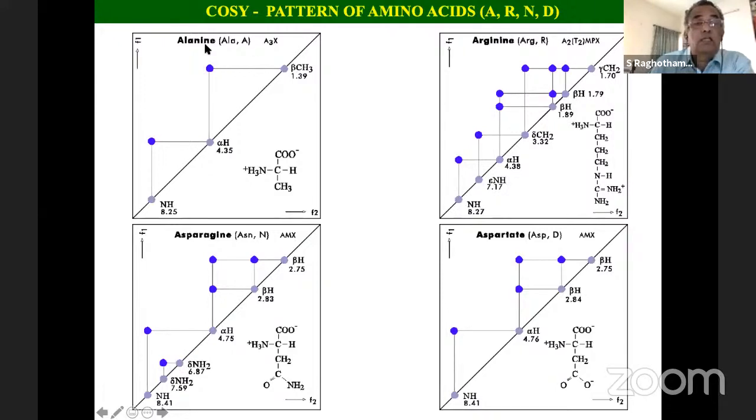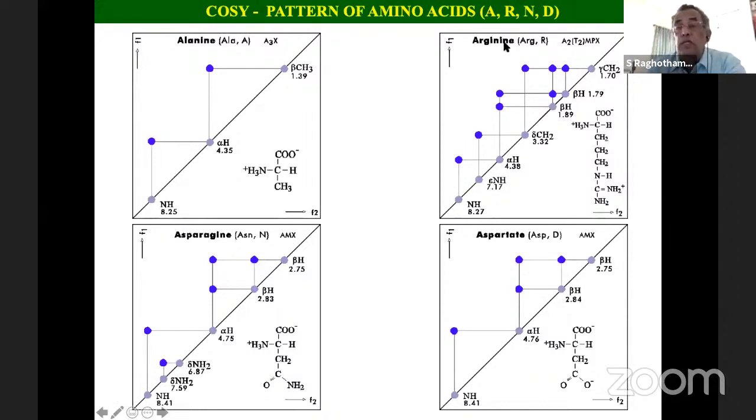Now, let us take the case of alanine. Alanine has an NH, a C alpha and the methyl, so there are only 3 connections possible. Start with the NH, it couples to the alpha coming around 4 ppm, and it gets coupled to the beta. As I said, I'm taking only one side and ignoring the other side. This is the coupling pattern if you do a COSY experiment.